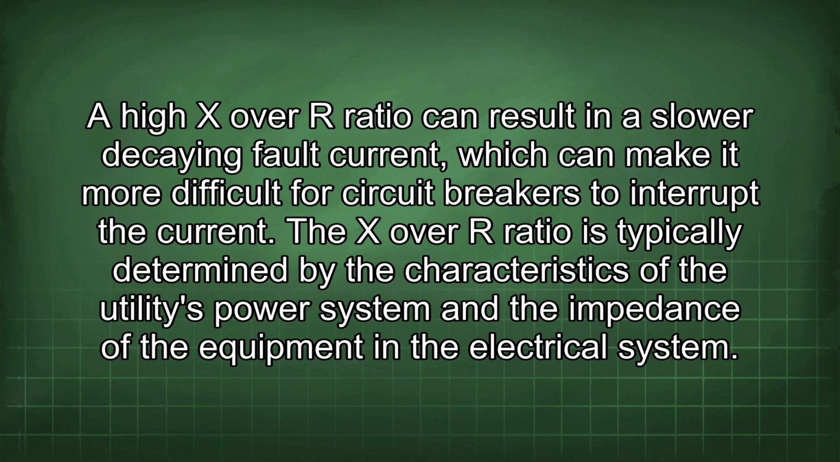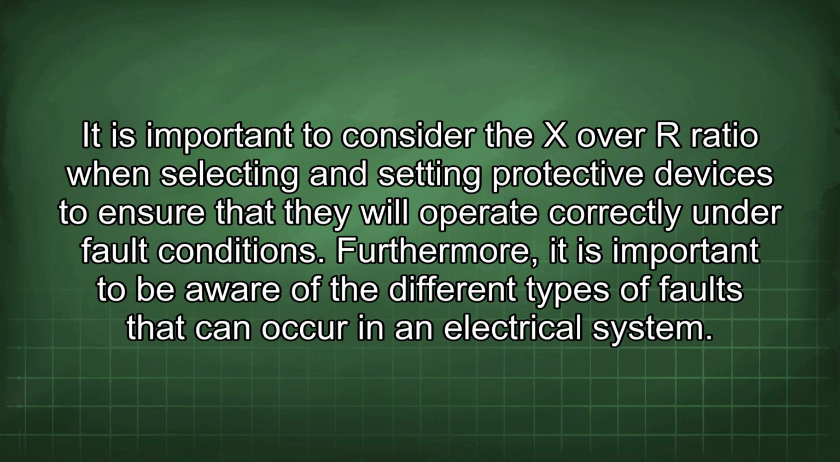The X/R ratio is typically determined by the characteristics of the utility's power system and the impedance of the equipment in the electrical system. It is important to consider the X/R ratio when selecting and setting protective devices to ensure that they will operate correctly under fault conditions.